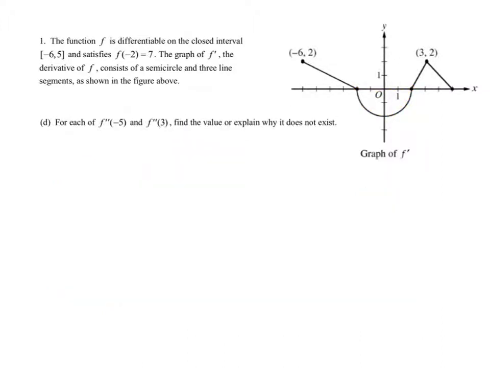Okay, on part D, we want to find f double prime of negative 5 and f double prime of 3, or state and explain why they do not exist. So I'm going to start with f double prime of negative 5. Remember that f double prime would represent the slope of f prime, and we are given the graph of f prime in the problem. And so all we really need to do is find the slope of the graph at x equals negative 5. And if I want to find the slope at negative 5, it basically comes down to finding the slope of this line segment right here.